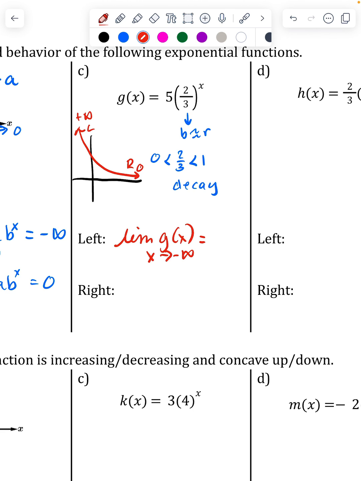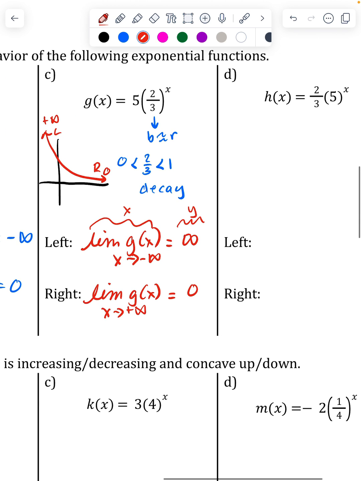And since that's going up, I get an answer of infinity. Because keep in mind, this side's describing what x is doing, and this side is describing what the y values are doing, like what you see on the graph. The right end is notated like this. You don't need the plus sign of this function. Since the right end's heading towards 0, that's what I write.